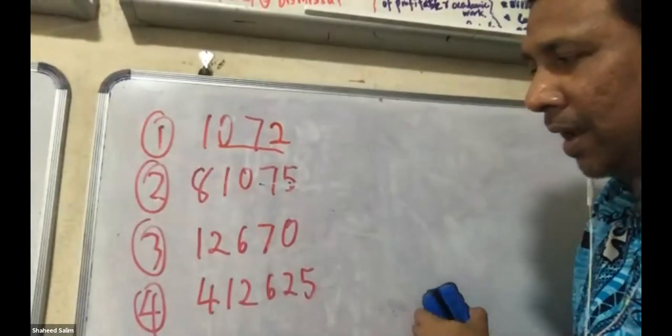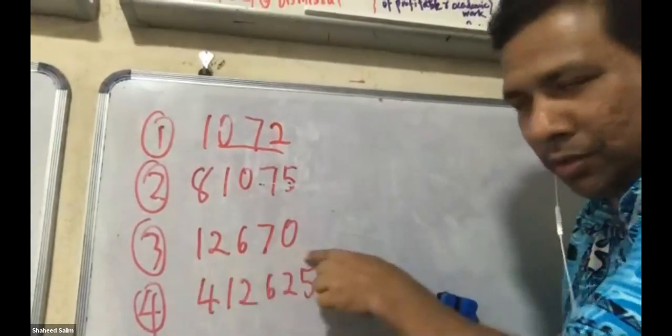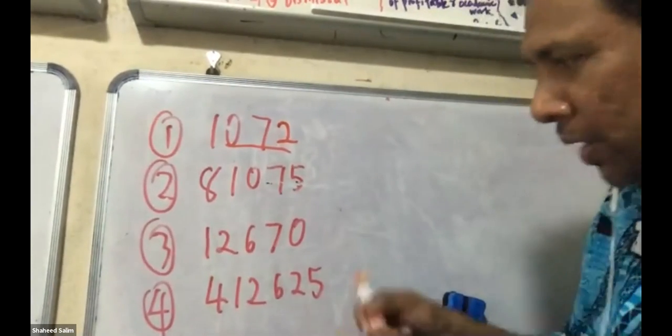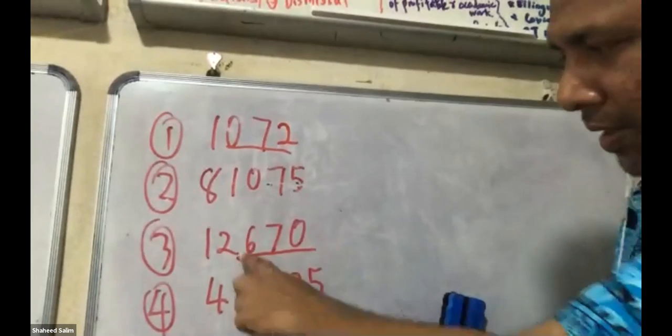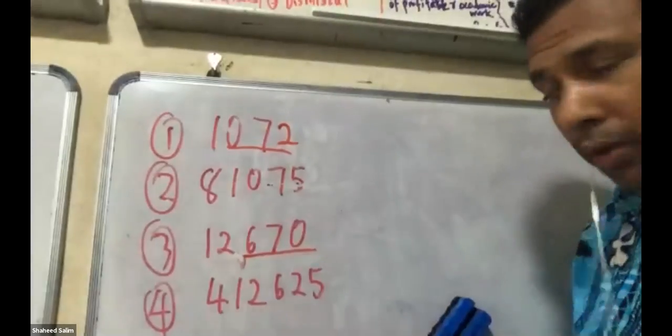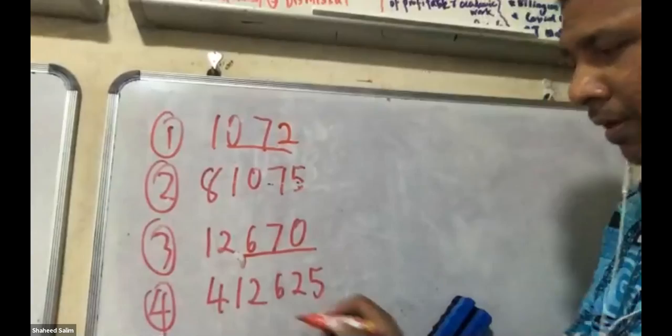We ask Miss Amara. What about this? Can you read straight? If you can't, do the last three first. What's the last three? 670. So how many thousand is this? 12,670. Good, well done.